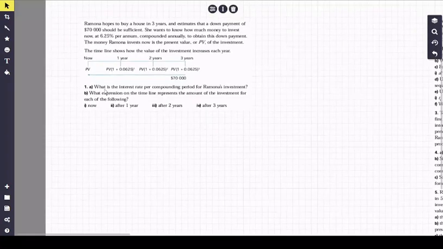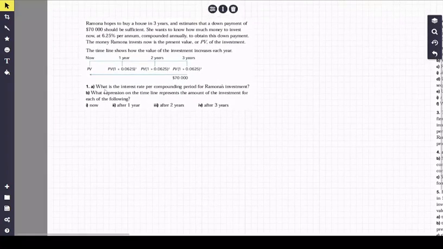We have a person here, Ramona, and she hopes to buy a house in 3 years. An estimate is that a down payment of $70,000 should be sufficient. She wants to know how much money to invest now at 6.25% interest per annum, compounded annually, to obtain this down payment. The money that Ramona invests now is called the present value, or PV, of the investment.